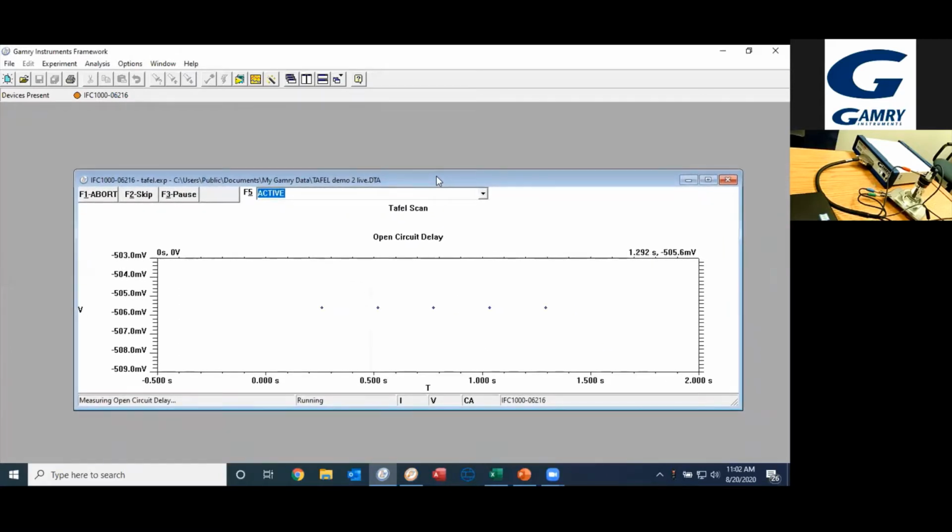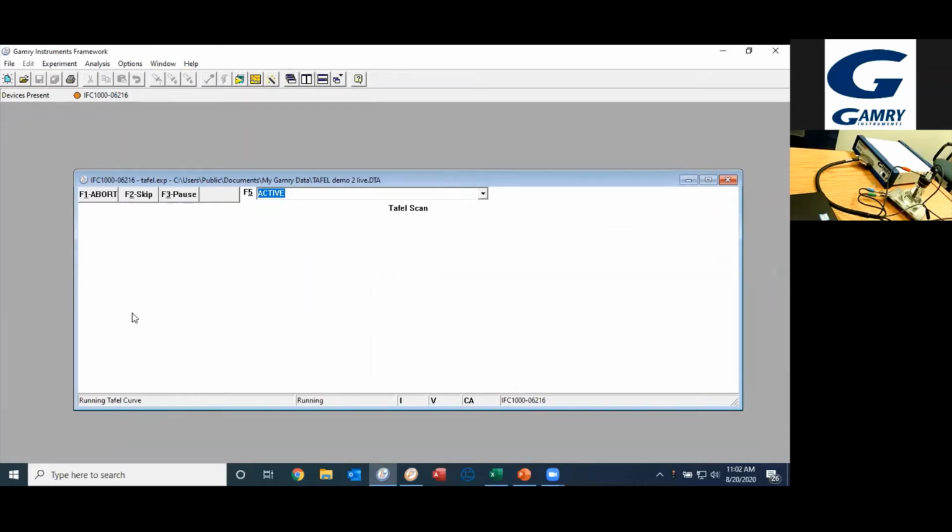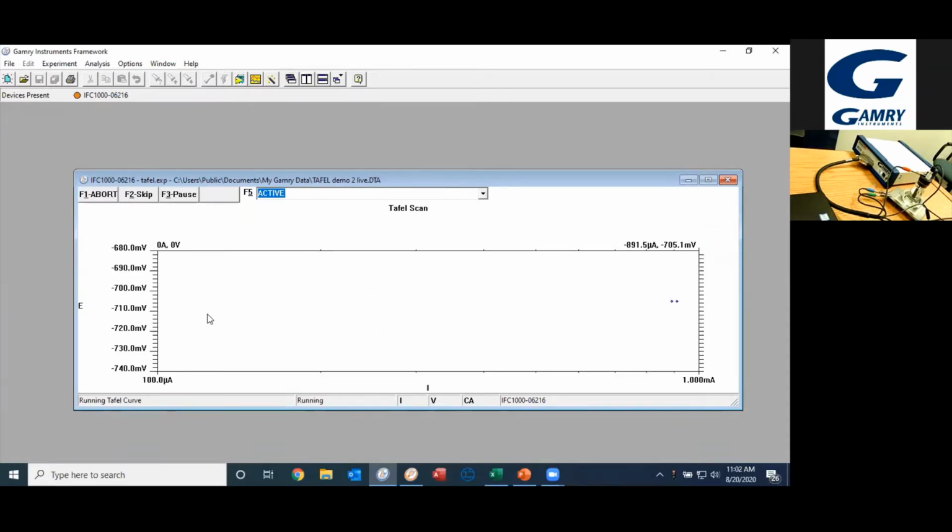The first thing we're going to see is our open circuit potential being measured here, and we're looking pretty good. It is nice and stable. We're hovering just between 505 and 506 millivolts. And it actually stopped before the 60 seconds that I set up for it, because it met the stability criteria that I set up in that initial delay. So that's good. We like these things to be stable. You need a stable open circuit to make these measurements.